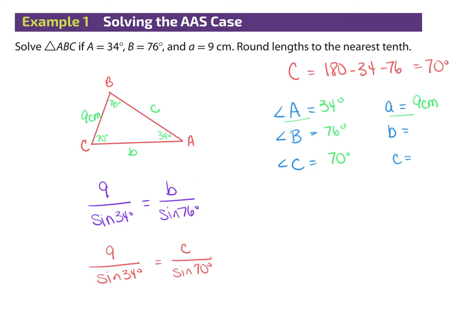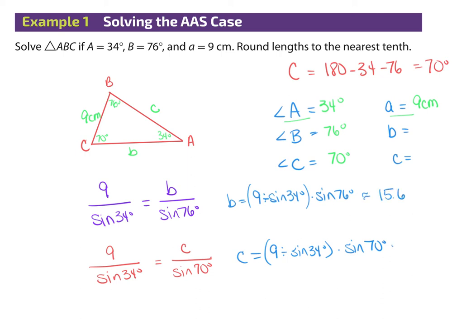Multiply both sides here by the sine of 76. So B is going to equal 9 divided by the sine of 34 degrees times the sine of 76 degrees. C is going to equal, this is divided by the way, 9 divided by the sine of 34 degrees times the sine of 70 degrees. You can put that all in your calculator. They're rounding to the nearest decimal. So you should solve that B is 15.6 centimeters and C is 15.1 centimeters.